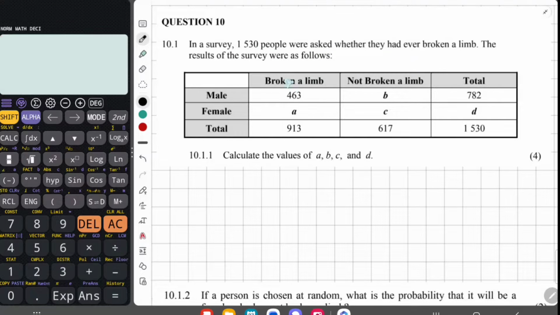So we have the people who have broken a limb and people who have not broken a limb, as well as their genders. And in 10.1.1, we are told to calculate the values of A, B, C, and D.